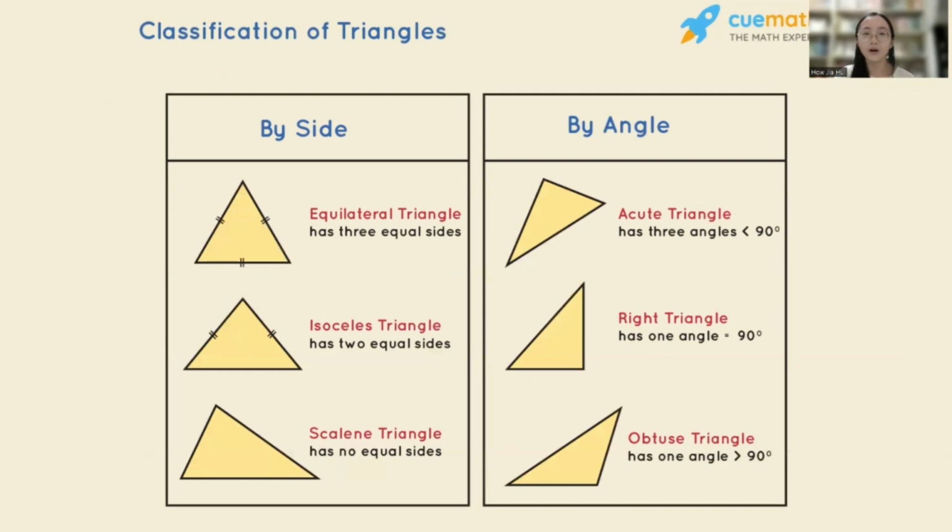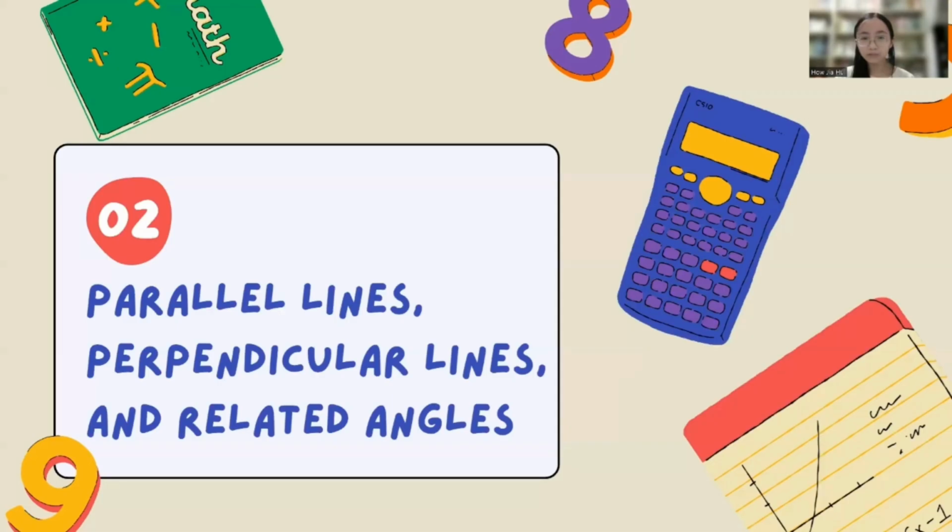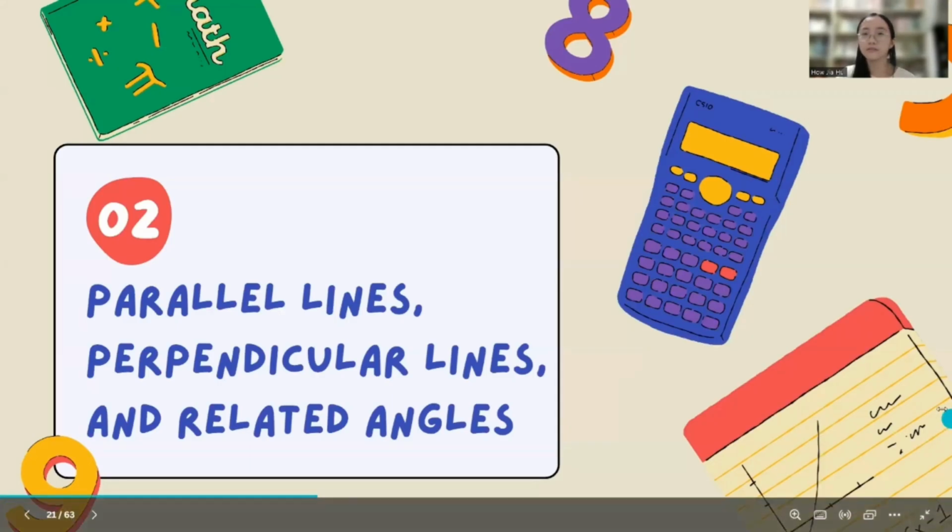There is some classification of triangles, by side and by angle. By side, we have equilateral triangle, which has 3 equal sides, isosceles triangle, which has 2 equal sides, scalene triangle, which has no equal sides. By angle, we have acute triangle, in which all 3 angles are smaller than 90 degrees, right-angled triangle, in which 1 angle is 90 degrees, obtuse triangle, in which 1 angle is greater than 90 degrees. Now I'm going to pass this to Zi Yu.